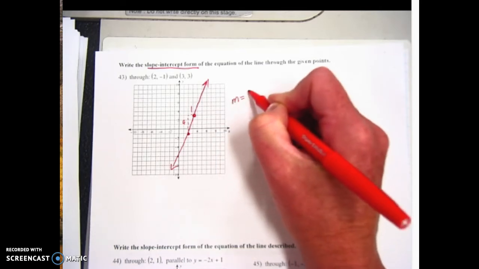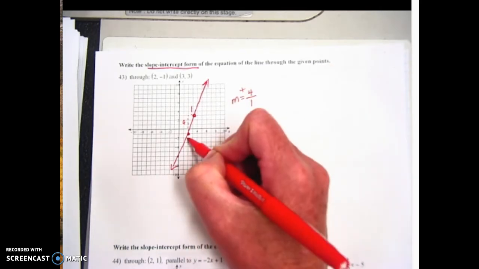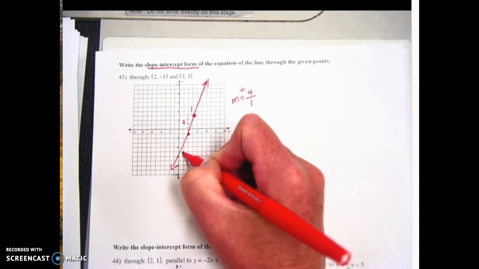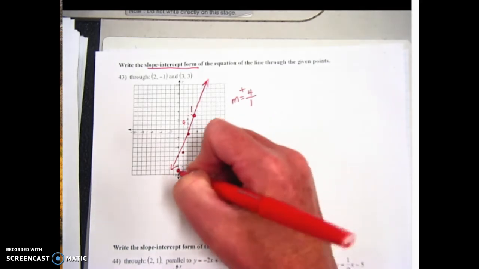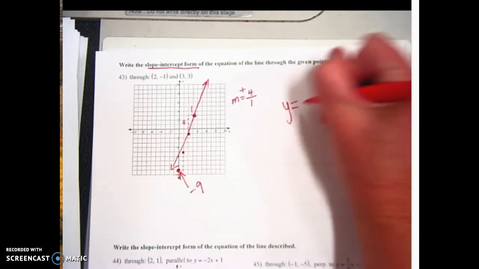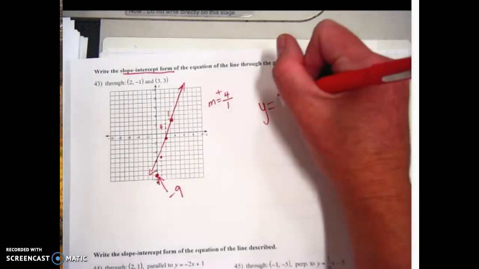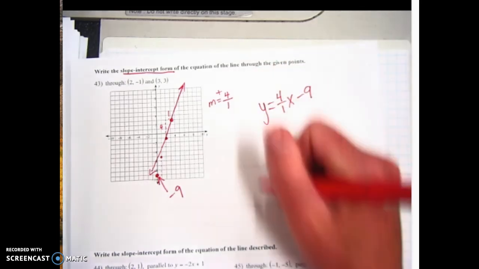So m is 4 over 1, positive. We could go down 4, 1, 2, 3, 4, backward 1. So we actually find out that our y-intercept is at negative 9. So we can just write our equation of our line as y equals 4 over 1x minus 9.